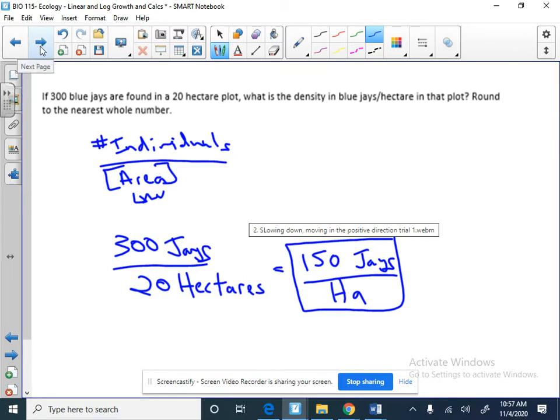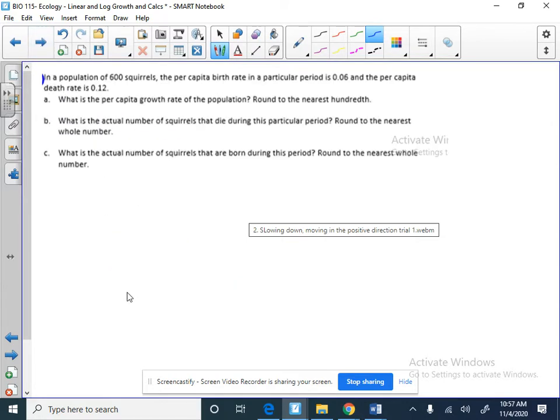So that's one type of problem. You'll have a couple density questions. One of them is done for you now. And then you're also going to have a couple that involve birth rate, death rate, and growth rate. Okay, so this is a good example of a growth rate question. You've got 600 squirrels. The per capita birth rate, per capita means per squirrel, is 0.06. Not every squirrel is going to have offspring. And the per capita death rate is 0.12.